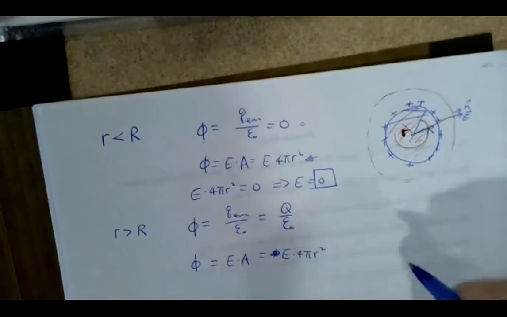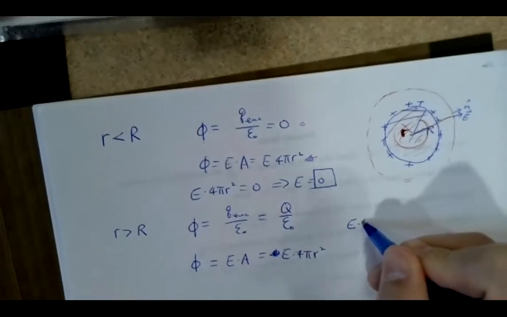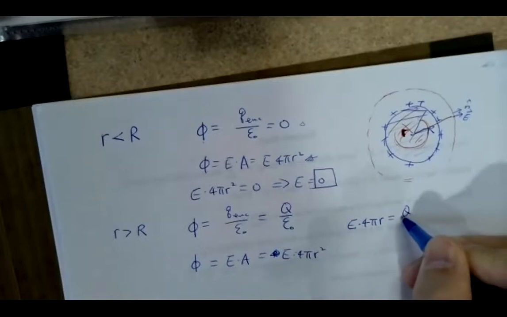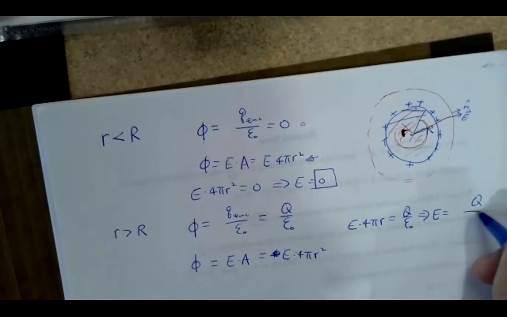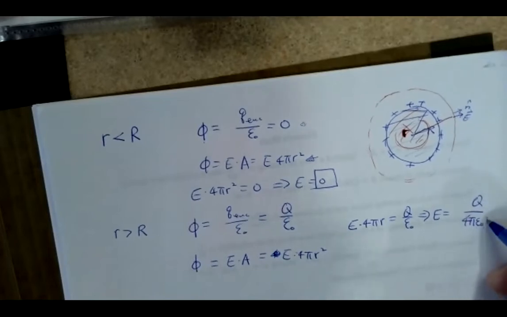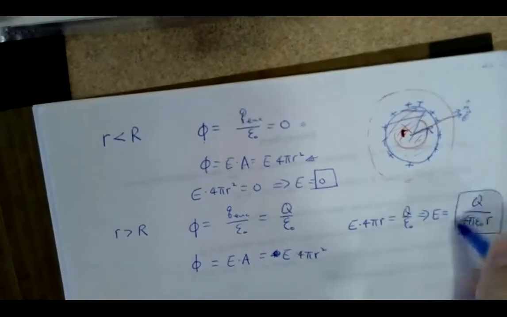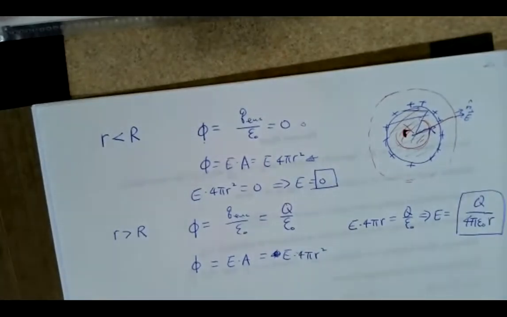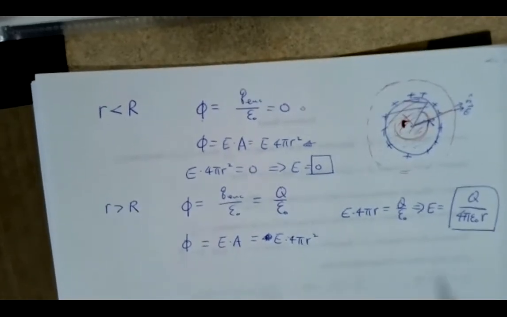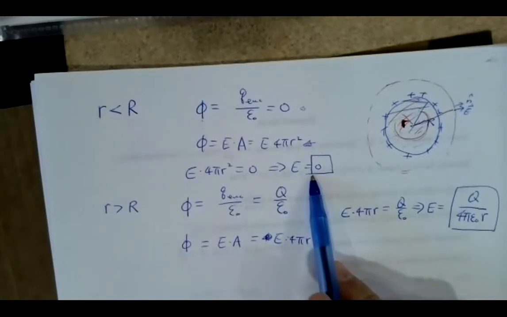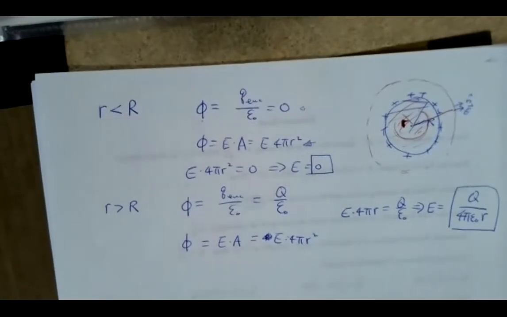So you set the two equal to each other. E times 4 pi r squared equals Q over epsilon naught. Then the E field is equal to Q over 4 pi epsilon naught times r squared. But that's outside of the sphere. That's what you get. The difference is that inside the shell you have an electric field equal to 0. Outside the shell you have the same electric field as you would for a spherical charge distribution.